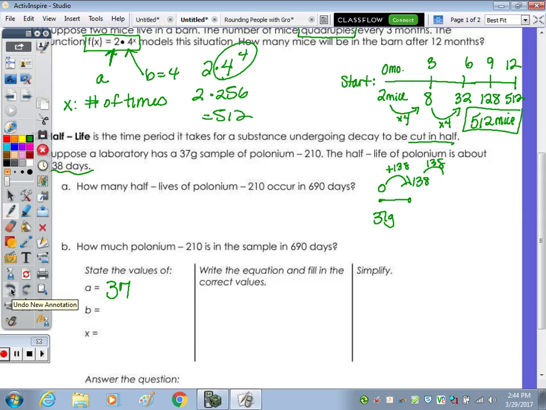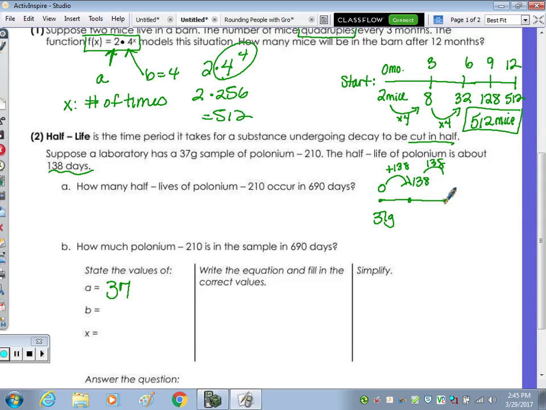Keep going. Well, how did you determine that so quickly, Noah? How did you get 5 right away? Because 690 divided by 138. We're looking at a total of 690 days. So if you split those into groupings of 138, 690 divided by 138 is 5. Good. We're going to have 5 half-lives. Our B value is 1/2, and then X here is our number of half-lives.